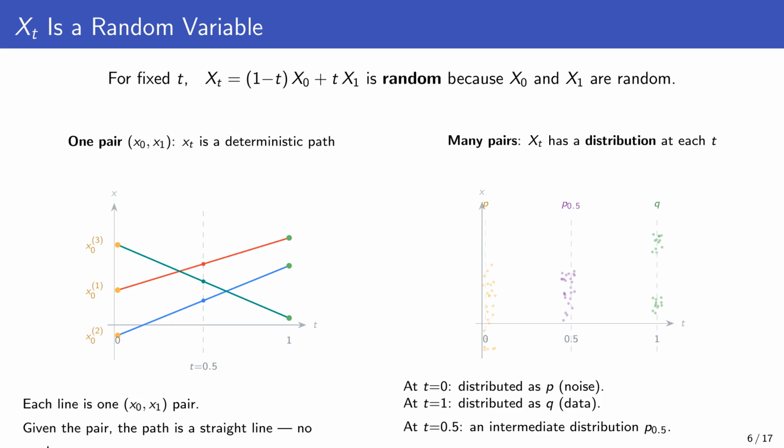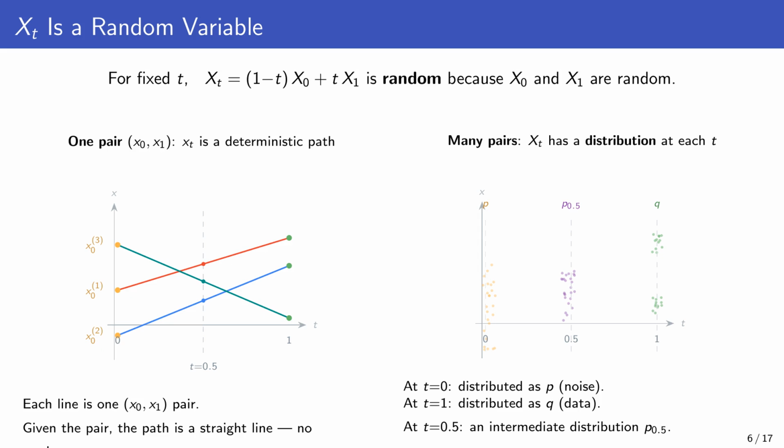At t equals 1, the collection of all x1 values forms a cloud distributed as q, the target distribution. At t equals 0.5, you get an intermediate cloud, a distribution we call p at time 0.5. This is the probability path from Lecture 3, now seen from a computational perspective. The distribution of xt changes smoothly from p to q as t goes from 0 to 1. The shape of this intermediate distribution depends entirely on what p and q are.